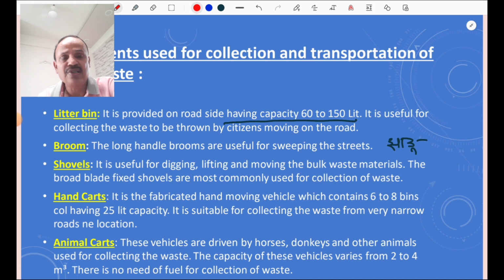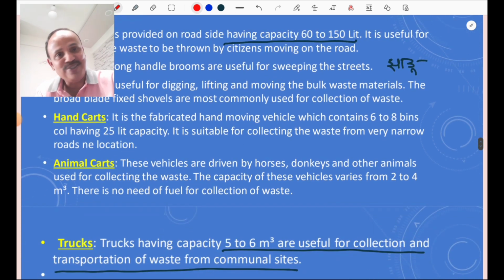Then hand carts, you know hand carts, that is 6 to 8 bins having 25 liters capacity. That hand cart is driven by the hand of the worker. Then animal cart, it is driven by the animals. These vehicles are driven by horses or donkeys or other animals used for collecting the waste. The capacity of these vehicles varies from 2 to 4 meter cube. There is no need of fuel for collection of waste because it is driven by the animals.